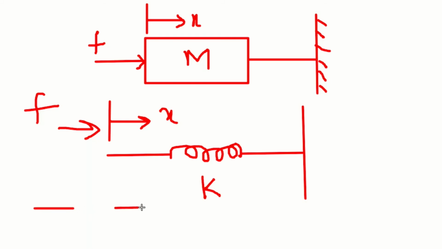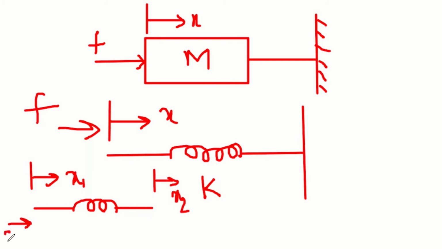But there can be situations where you have a spring being connected to two different moving parts. So for that we use this kind of representation where there are two displacements, that is x1 and x2. This is x1, this is x2, and we apply a force F.